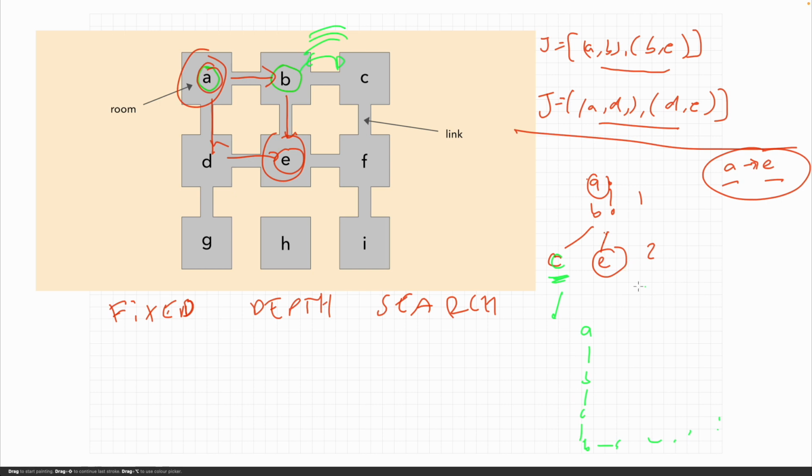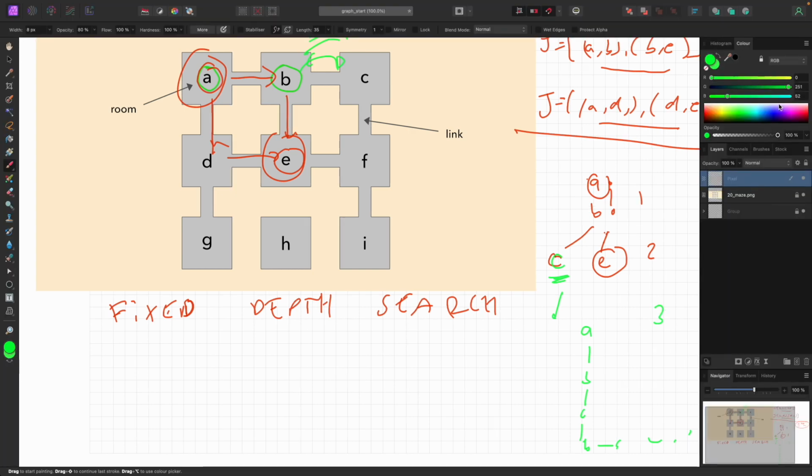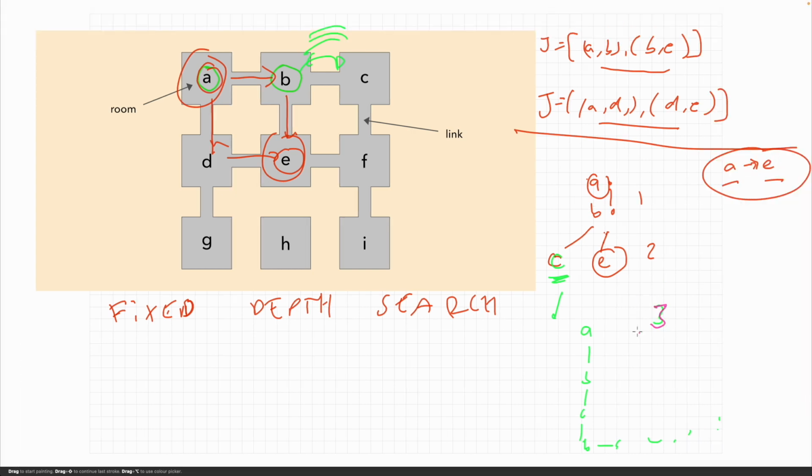We could have a depth of 3 as a maximum. So 3 is the maximum depth. So we could try A to B, B to C, C to B. It's tempted to go down this path, but then it stopped. So that wouldn't be useful for it.